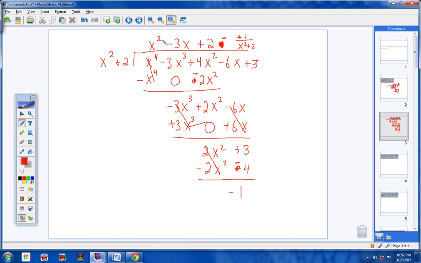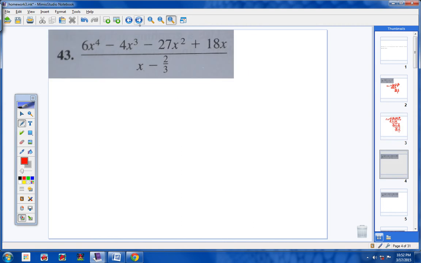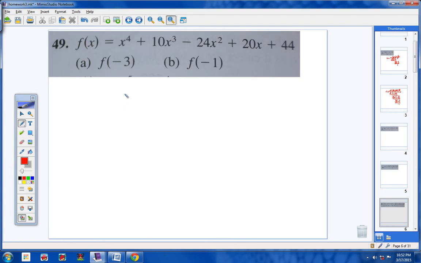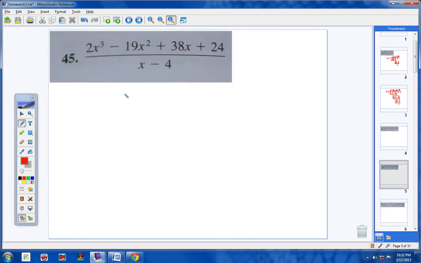There's some good long division practice. Moving on to the next number, number 43. The directions say for 43 and 45 to divide by using synthetic division.